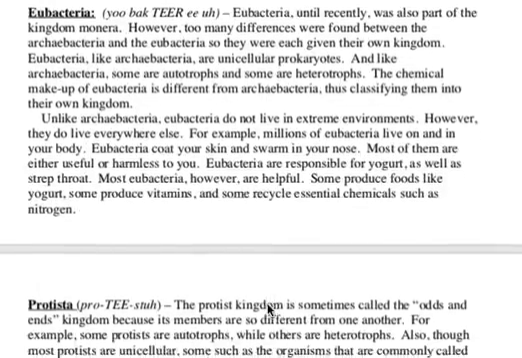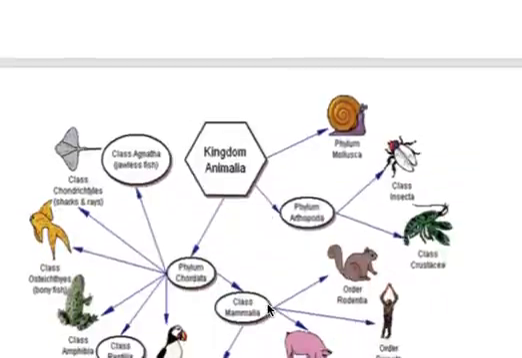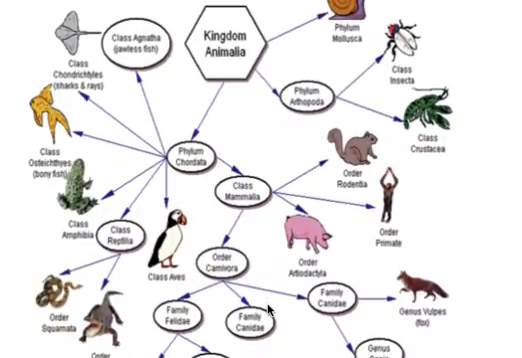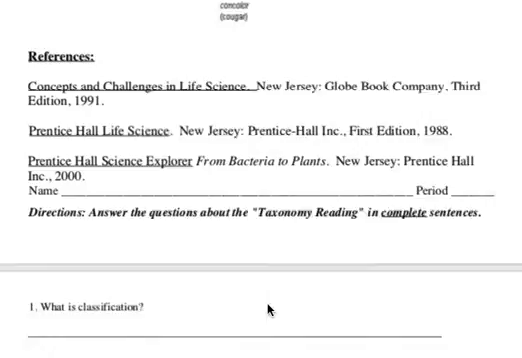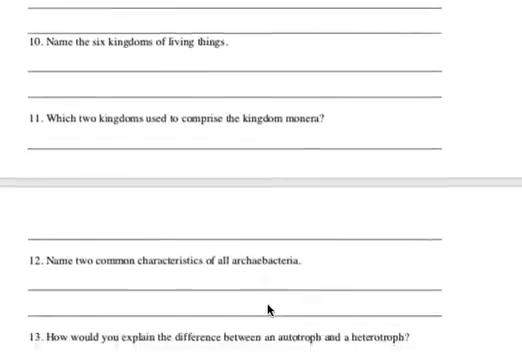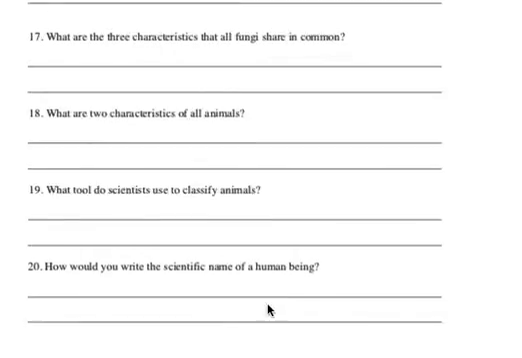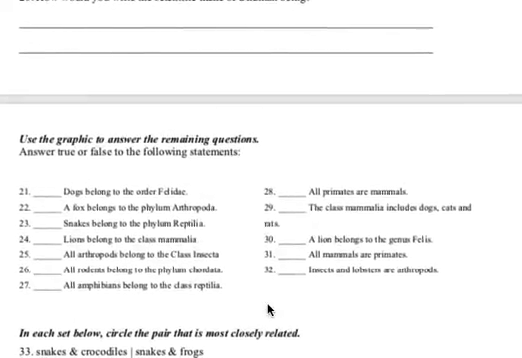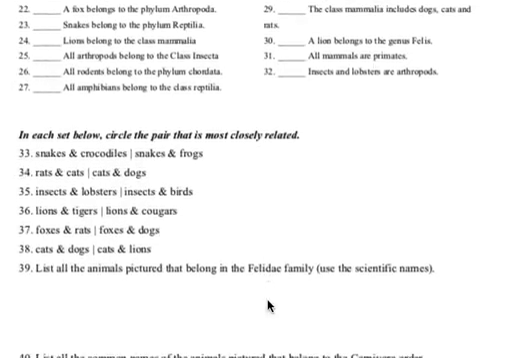So once you get through the reading, then you're going to take a look at this graphic here, and using that graphic, you'll answer the questions below using the graphic and the reading. I think there is a total of 20 questions. And then you'll do some matching, or this is true or false, using the graphic again to answer the remaining questions. And then in this set, again, circle the pair that is most closely related. Again, you'll use that graphic to answer these questions. So that's a little bit about taxonomy.